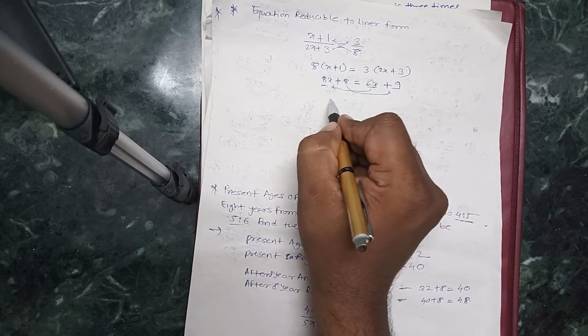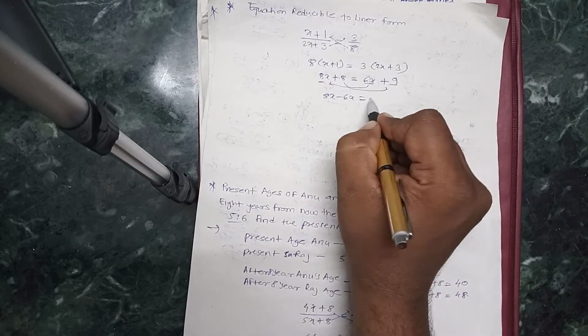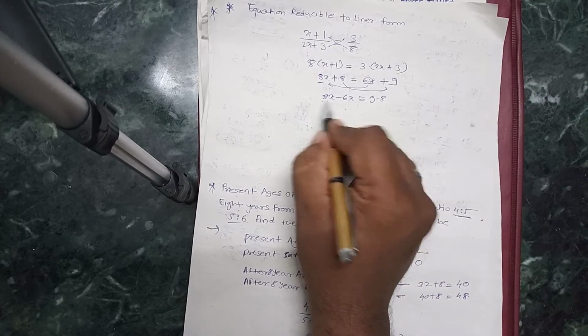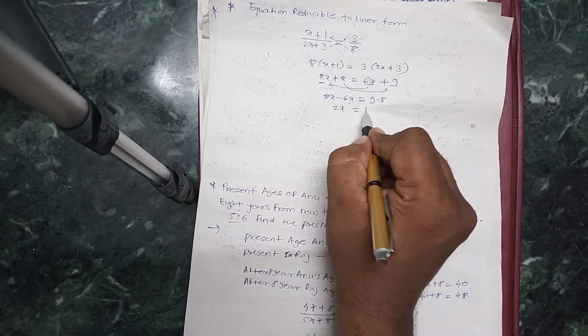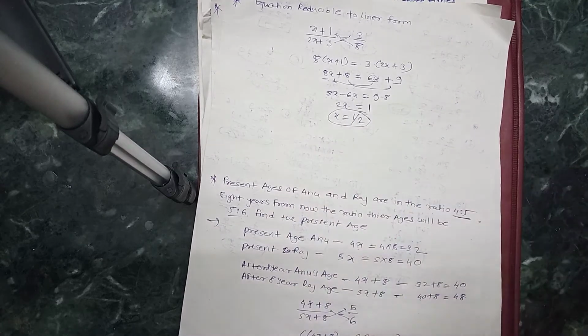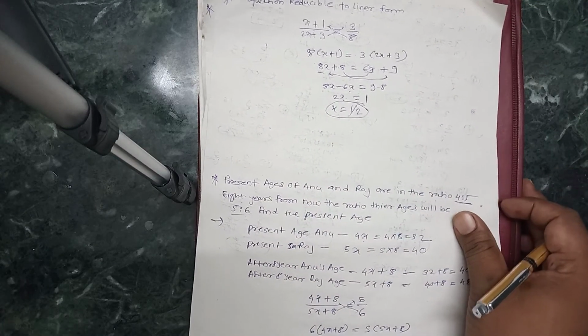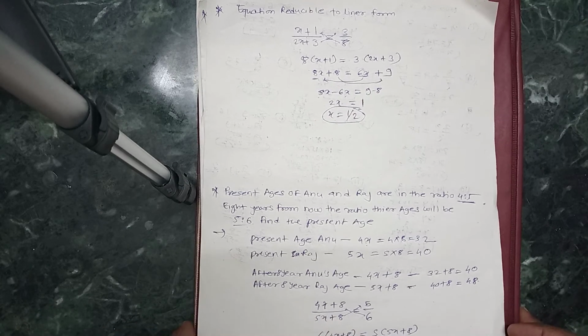So 8x and 6x. So transfer this 6x here, transfer this 8 here. 8x minus 6x and 9 minus 8. 8x minus 6x is 2x. 9 minus 8 is 1. So x is here 1 by 2. This is the answer.